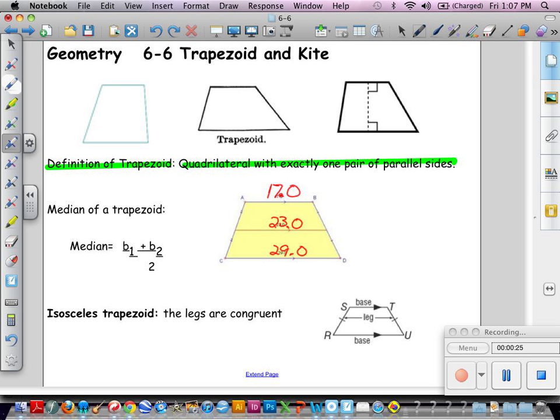Look at the examples up above. I have my top and my bottom legs are parallel. The left and the right ones are not.